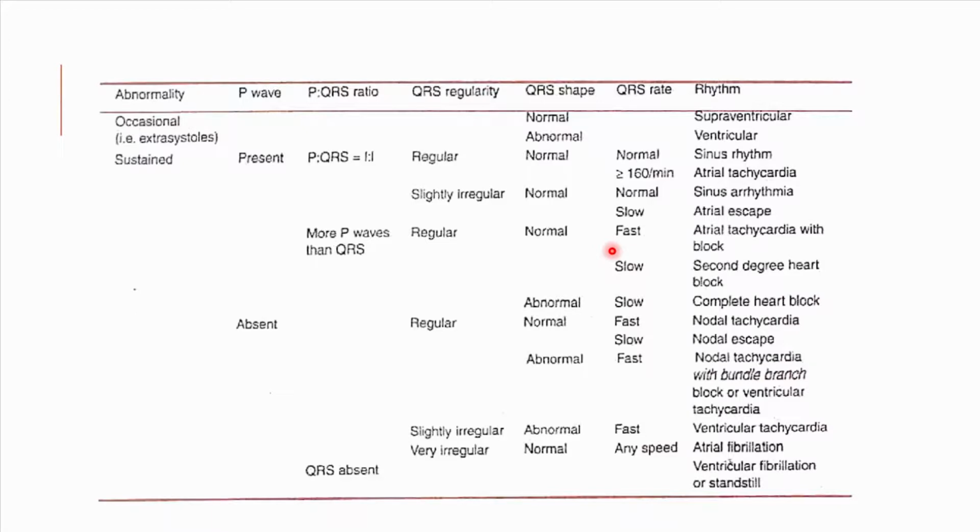So here's a summary of the things that we have talked about. Here you have an abnormality, what happens to the P wave, what happens to the P to QRS ratio, what happens to the QRS regularity, the QRS complex shape, the QRS rate, as well as what rhythm you get. So take some time to look through this table and understand it and see what is going on. In the abnormalities where the P waves are present, you get these abnormalities here. Where the P waves are absent, you get these abnormalities here. And each of them has different connotations or different meanings that you should look through and understand.